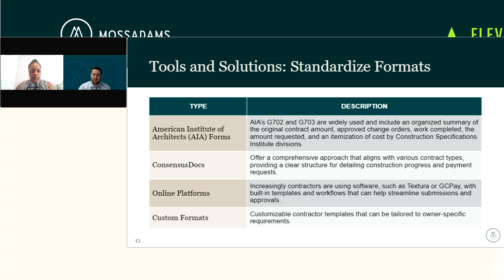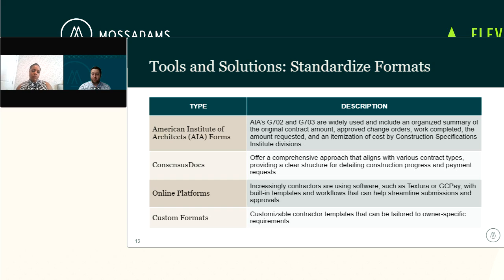This is another one we see frequently. They're pretty comprehensive. They have a clear structure. Your online platforms. So a lot of people, with the advent of technology, a long time ago at this point, you got your Textura, your GCPay, your Procore, they all have built-in templates and built-in workflows. These can streamline things for organizations on both sides because everyone can have access to the main hub for where this is all occurring. What you need to look out for with this, though, is making sure those built-in templates and workflows align with the contract.